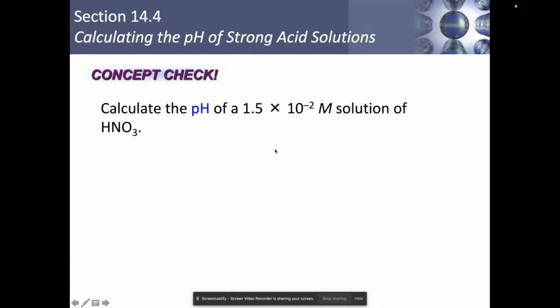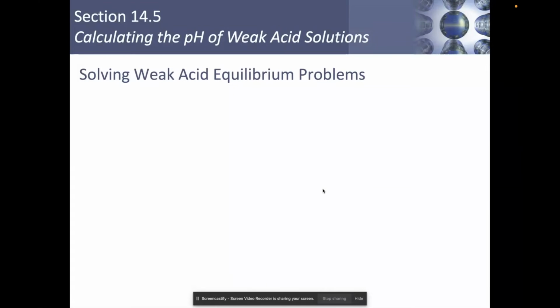Okay. What about calculating the pH of nitric acid? 1.5 times 10 to the negative 2 moles per liter nitric acid. Again, nice and easy. Nitric acid is a strong acid, so I just need to take the negative logarithm of whatever it's given. 1.82 is what that would end up being. Now, weak acids are a problem. They're a problem for everybody. It's the bane of all AP chemistry students' existence, and that's because solving for weak acid equilibrium requires more work.